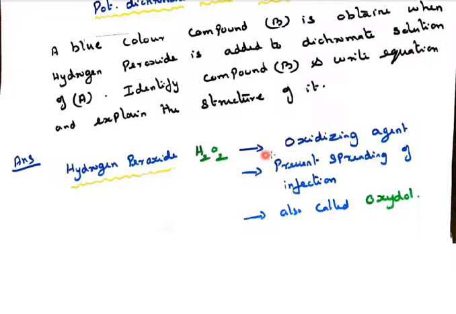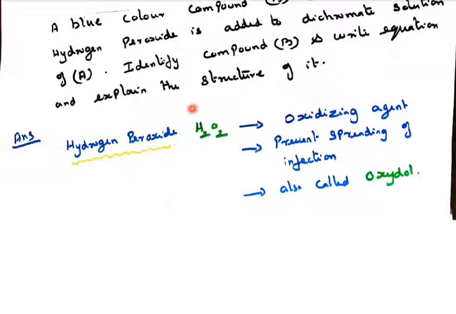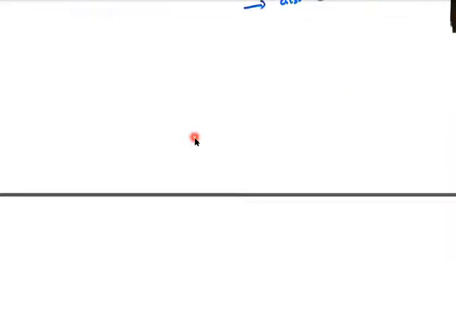Hydrogen peroxide, H2O2, is an oxidizing agent as well as a reducing agent. Both it acts as. It also prevents the spreading of infection. In hospitals they use it to clean sores, so it prevents the spreading of infection. Its medicinal name is oxidol. So that is a medicinal use of hydrogen peroxide.